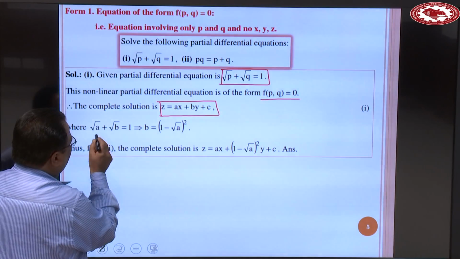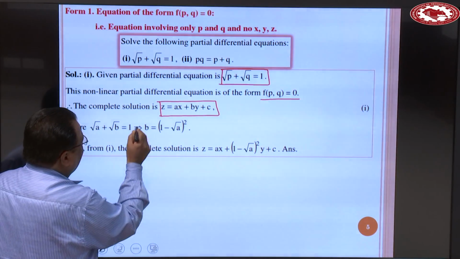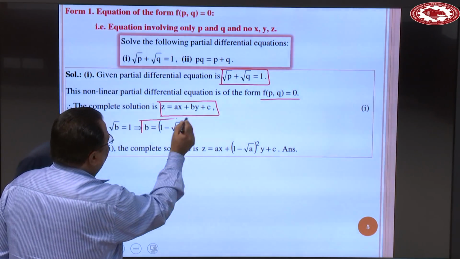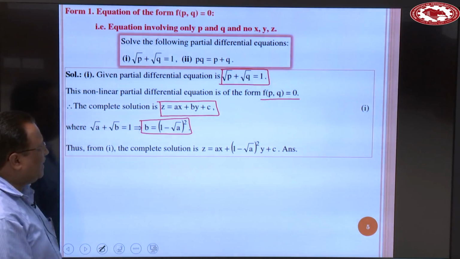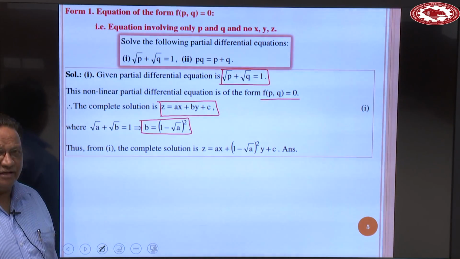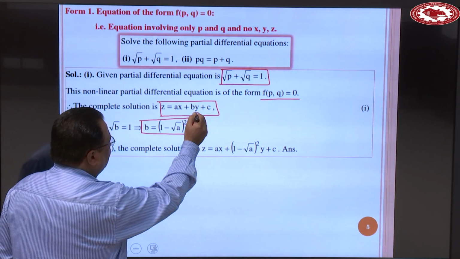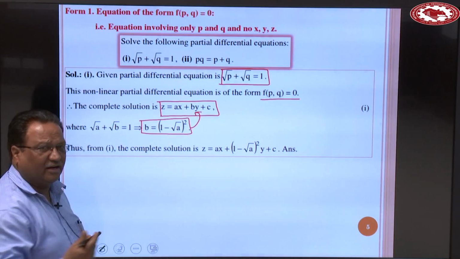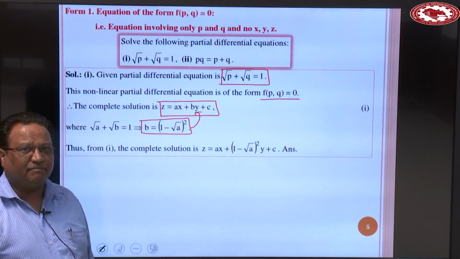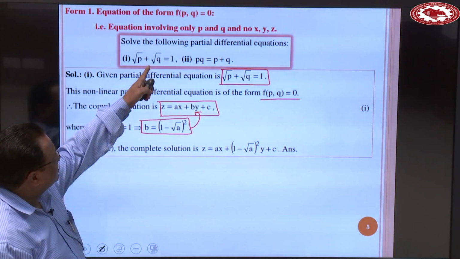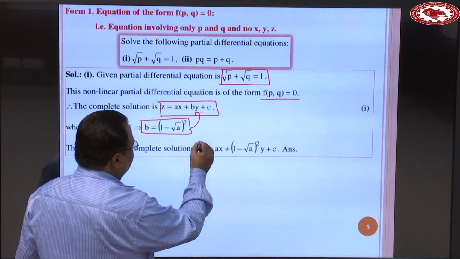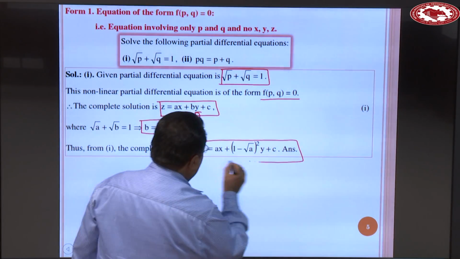So this means under root a plus under root b is equal to 1, and from this result calculate the value of b. So b is (1 minus under root a) whole square. Substitute this value of b here. You will get the required solution of the non-linear partial differential equation of the form f(p, q) is equal to 0. So this one is the solution.